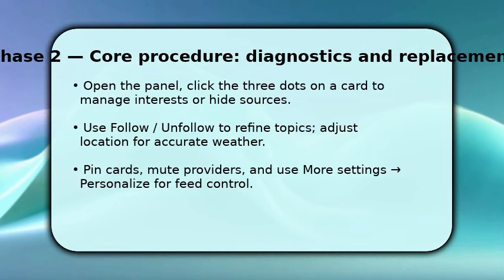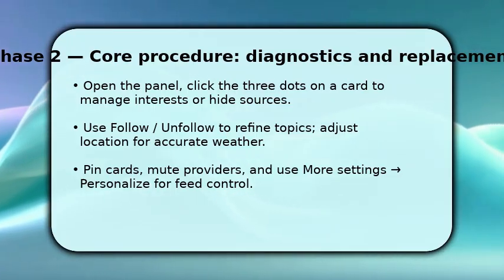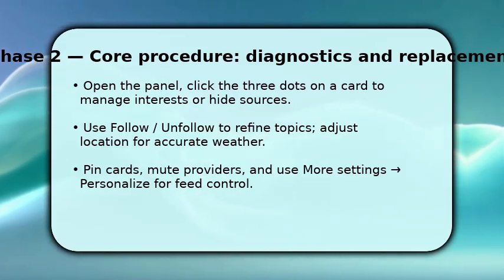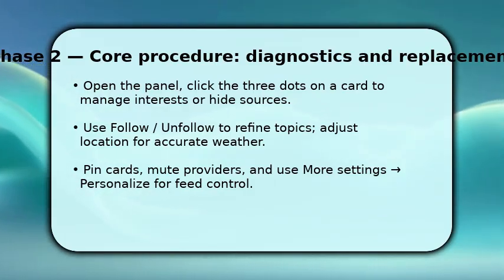Now you refine what appears. Open the panel and interact with any card. Use the three-dot menu to follow or unfollow topics, mute sources, or pin items you want quick access to. Once you adjust a few cards, the algorithm learns your preferences and shows more relevant stories. That's why manual curation speeds up accuracy.